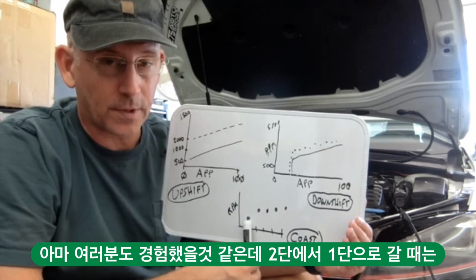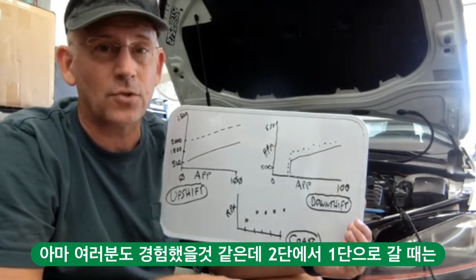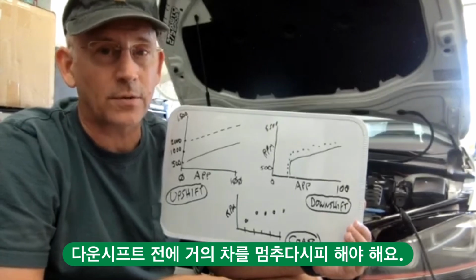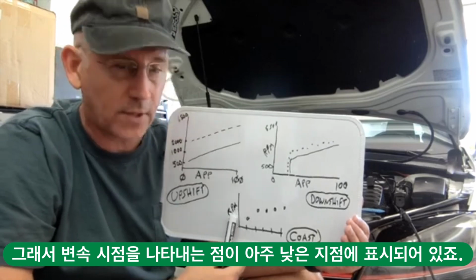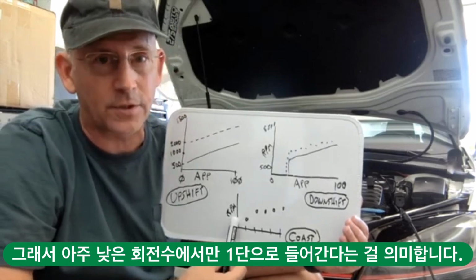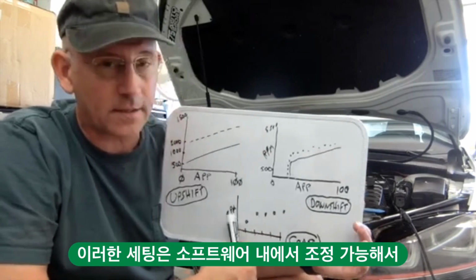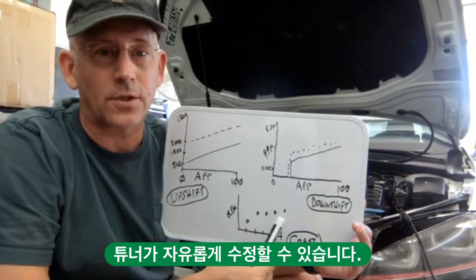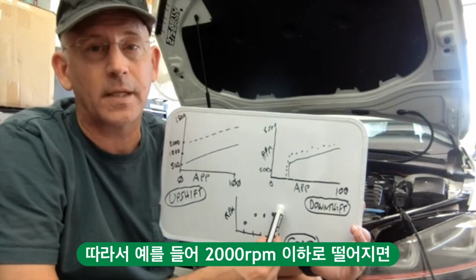You've probably experienced that when shifting down from 2nd into 1st, you almost have to stop the car before it's going to downshift. And that's indicated by this really low dot, that you have to be at a really low RPM before the transmission is going to shift down into 1st. These settings are adjustable within the software, so the tuner can adjust those as well. So you could have it so that as soon as you got below 2000 RPM in any gear, it's going to downshift.